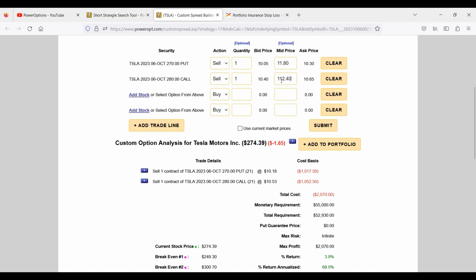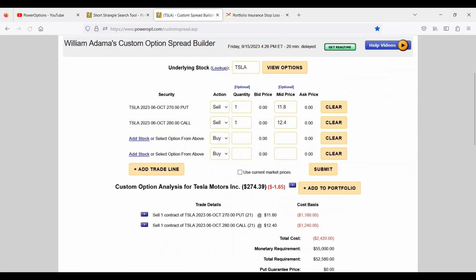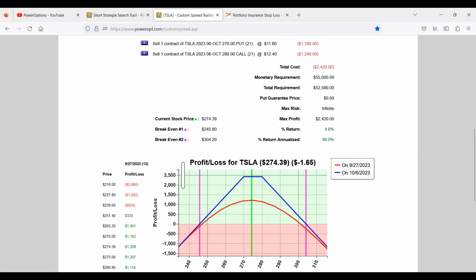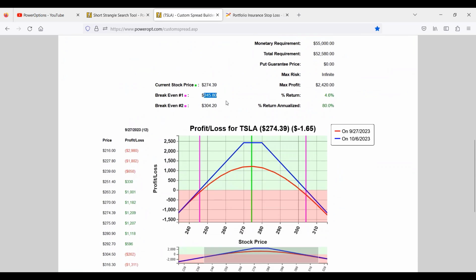But I think it was 1240 for the put and 1180 for the call to get closer to that $24 that we mentioned. Yes, you have a break even to 245 before you start losing money on the position at expiration. You have an upper break even of 304. That's pretty wide. But again, depending on what margin you're using, are you comfortable with this level of profit?